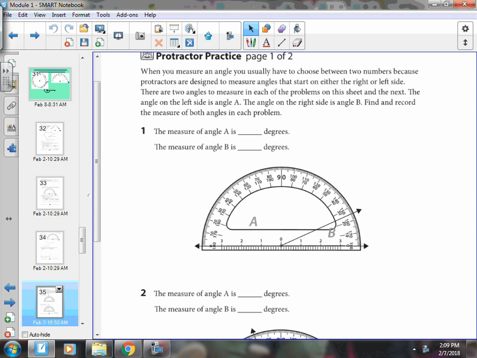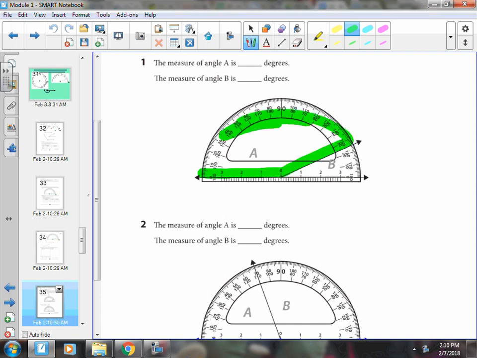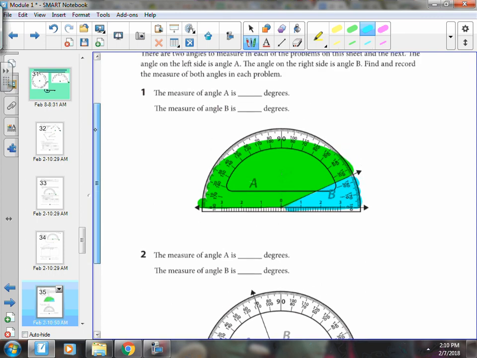Okay, so for number 1, 2, 3, and 4, I see that there are two angles and they share one of those rays. But I see angle A and angle B. Let me pull out a highlighter here. Here is all of angle A, which is right in this area. And here is all of angle B, which is in this area. And I don't need a protractor because a protractor has already been placed there. And I'm wondering, what is the measure of angle A?